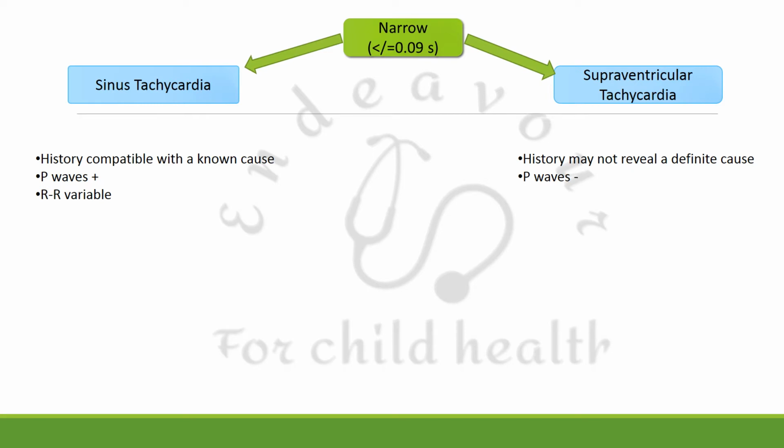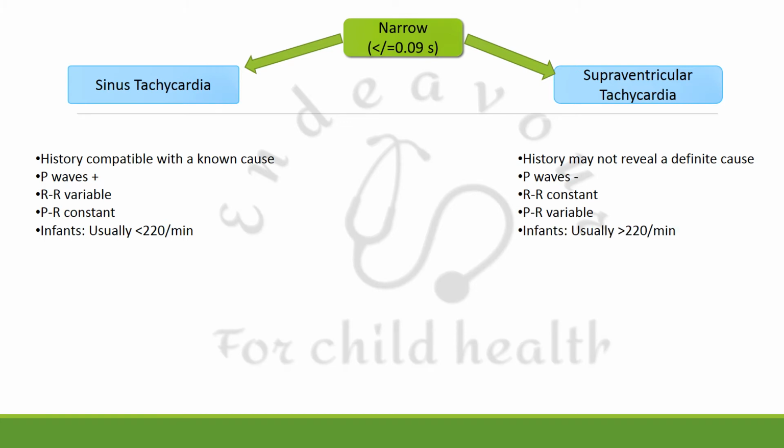The RR interval is variable. This is referred to as beat-to-beat variability, which is present in sinus tachycardia. Actually, the heart rate normally also differs with respiration. It increases in inspiration and it decreases in expiration. So this is referred to as sinus tachycardia. While in supraventricular tachycardia, the RR interval is constant. The PR interval is constant in ST, while it is variable in supraventricular tachycardia. The heart rate in infants is less than 220 per minute in sinus tachycardia, while it is more than 220 per minute in supraventricular. While in children, this is less than 180 per minute, while it is more than 180 per minute in supraventricular tachycardia.